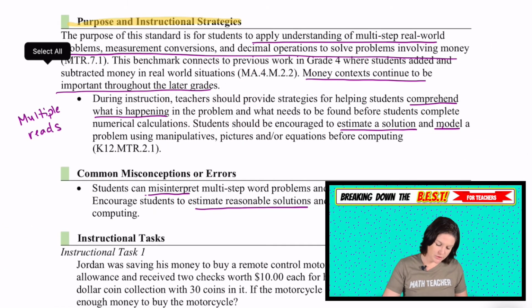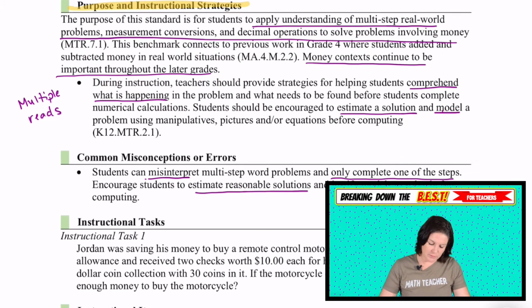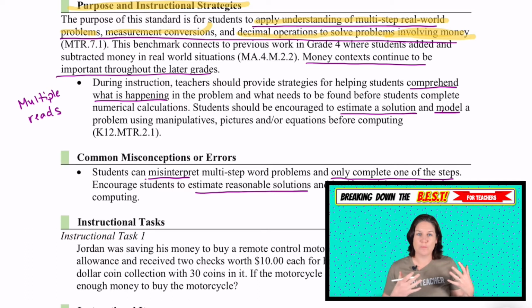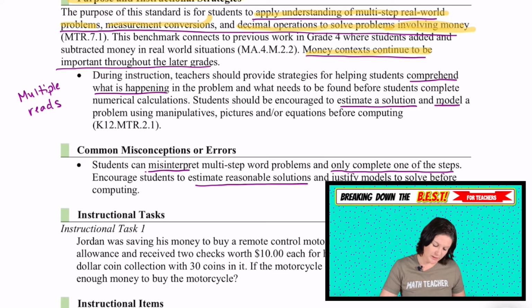Here's the purpose and instructional strategies section. And let me just point out what jumped out at me. It says that the purpose of this standard is to apply understanding of multi-step real-world problems, measurement conversions, and decimal operations to solve problems involving money. I love when we can showcase what decimals are by incorporating the knowledge of money, by throwing them into circumstances involving money, because it just shows it in the real world setting. And this says money contexts continue to be important through the later grades. So let's make sure we do it now, right?